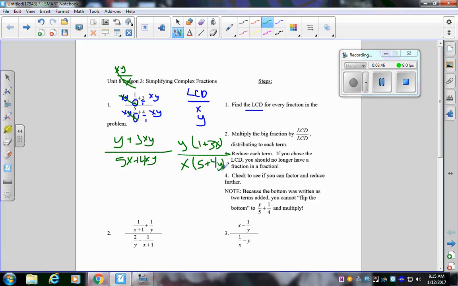Okay, so once again, the whole point is to find the LCD of all the many denominators, multiply every term by that to cancel out your denominator, factor, and cancel if you can.